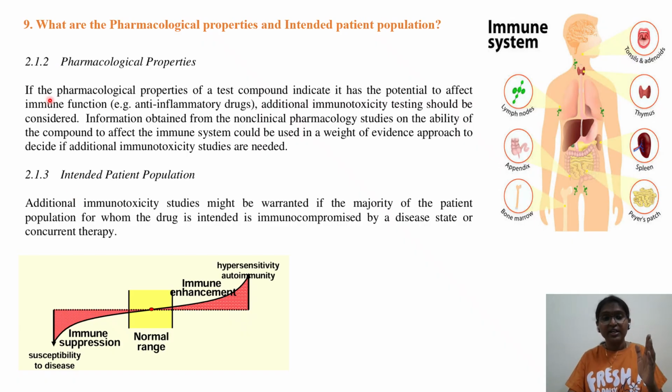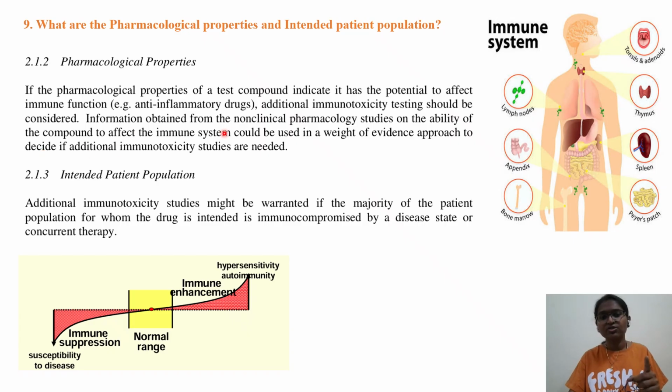Pharmacological properties: if the pharmacological properties of a test compound indicate it has a potential to affect the immune function. For example, you are developing a new drug and that new drug is having anti-inflammatory properties. Already you know that this drug is having anti-inflammatory properties. Okay, so the pharmacology properties of the test compound, whatever the new drug which you are developing, indicate it has a potential to affect the immune function. Then what you have to do in your battery of toxicology studies, by default you have to include the immunotoxicity. Additional immunotoxic testing should be considered.